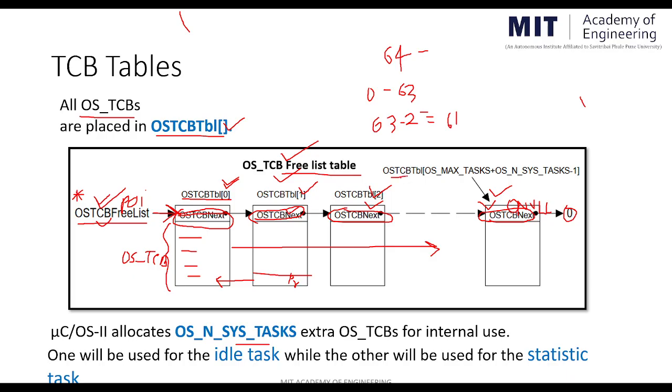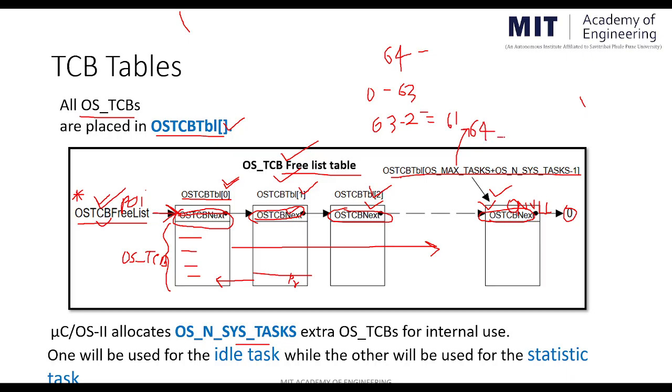Now what is the meaning of this? OS TCB table, and in the square bracket it is written as OS underscore maximum underscore task plus OS underscore n underscore system underscore task minus 1. So let's have a look at this. OS underscore maximum underscore task: how many tasks can our MuCOS2 create at maximum? That is a maximum of 64 tasks, means 0 to 63.